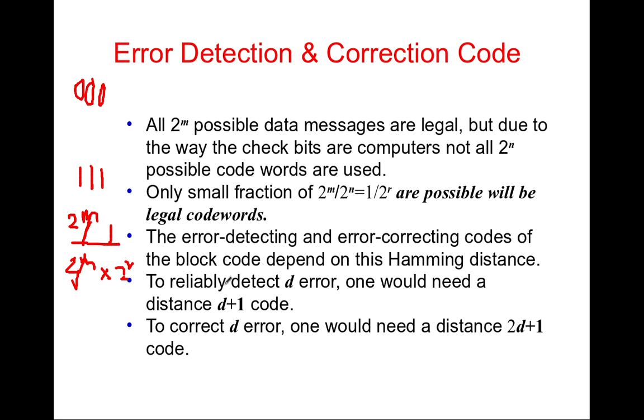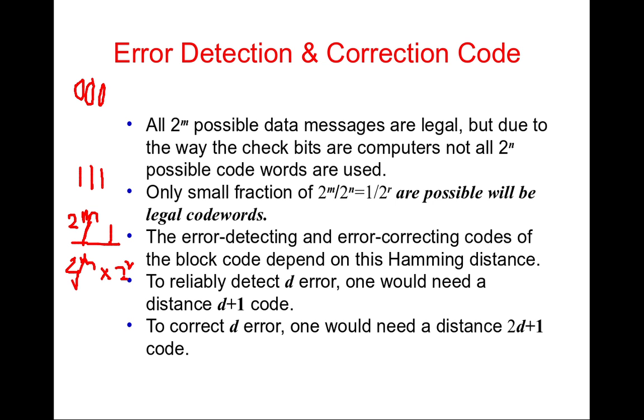So distance 4 will be required to detect 3 bit errors. In the same way, to reliably detect d errors, we will require a distance d plus 1 code, and to correct d errors, we will require a distance 2d plus 1 code. For example, as we have just seen, to detect 3-bit errors, we will require a distance 4 code.